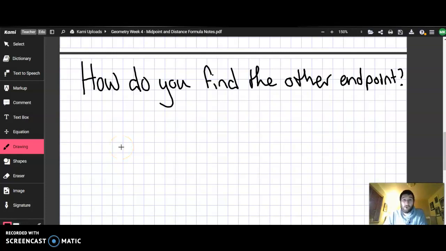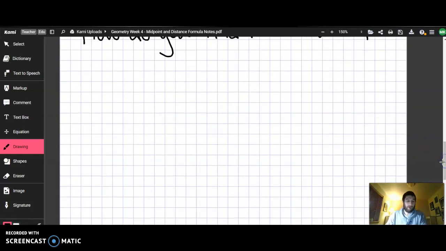So in this video, we're talking about how do you find the other endpoint when you have the midpoint. Last video, we talked about what the midpoint was and how do you find it when you have the two ends. But let's assume we have our fantastic illustration here.